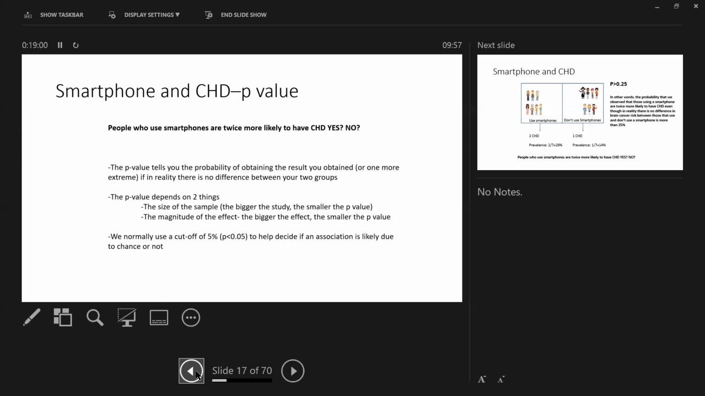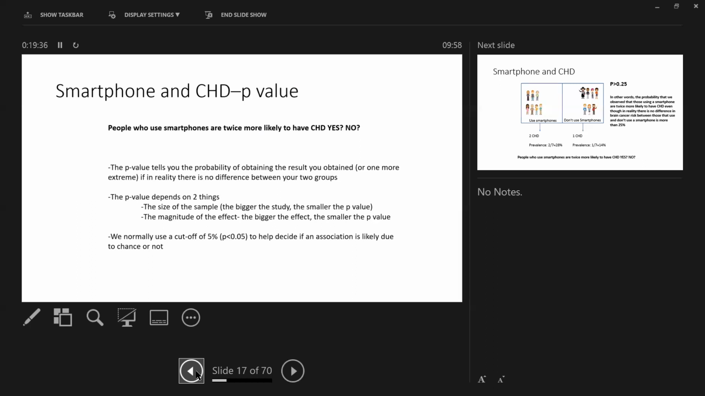So the p-value tells you that with your sample and with the results that you obtained, how probable it is that what you found is purely by chance, that in reality there's no difference. You'll see an example. The p-value is directly related to the confidence intervals, and it depends on two things. The bigger it is, the bigger the chance of finding differences that don't actually exist, that what you found is just due to chance.